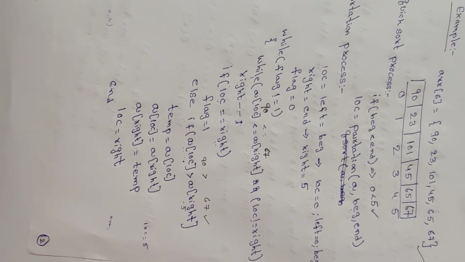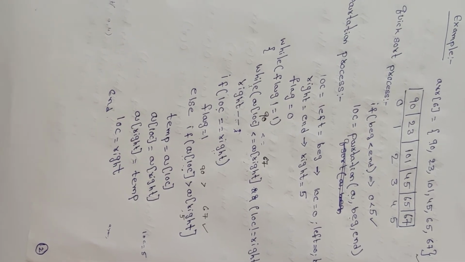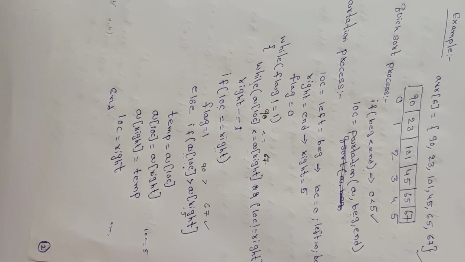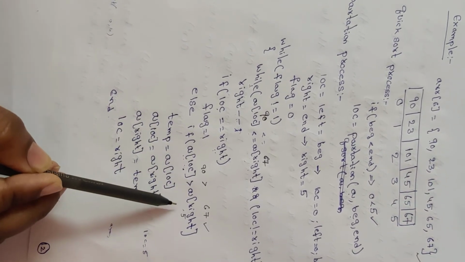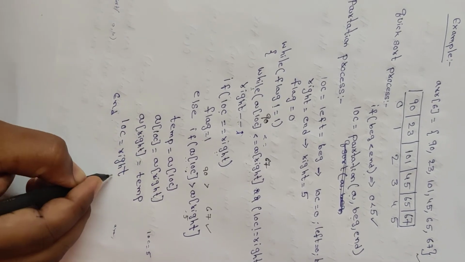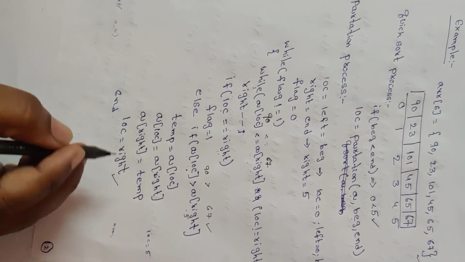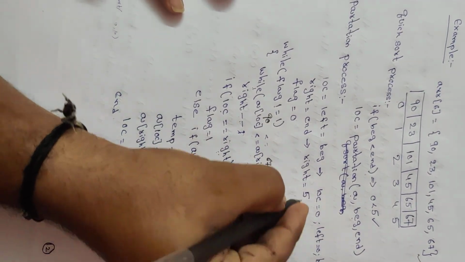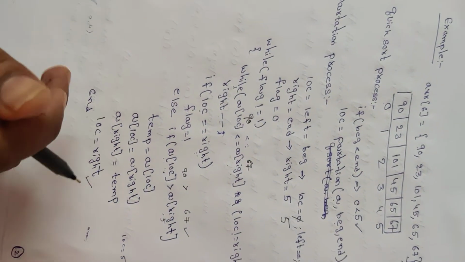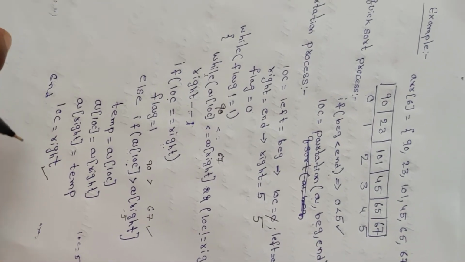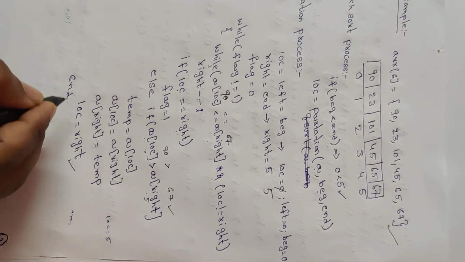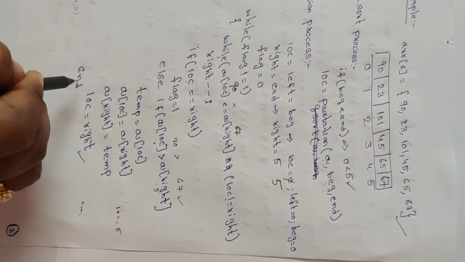Now after this, suppose step 4.2: if a of location value is greater than a of right, then we interchange. Then what is the next step? We make location equals to right. Now location becomes 5. The location value becomes 5, and then this if condition ends.